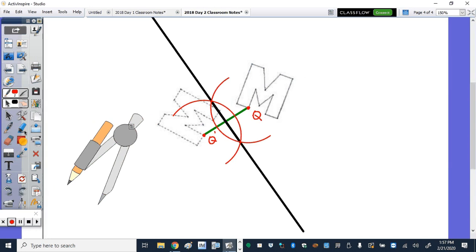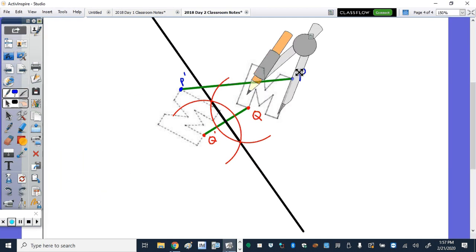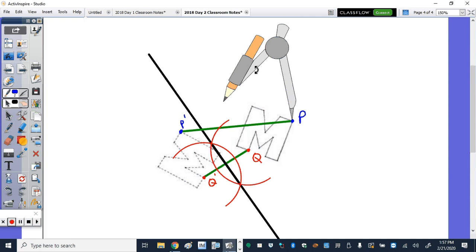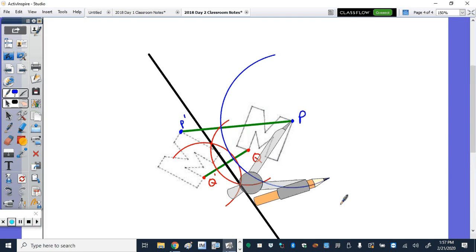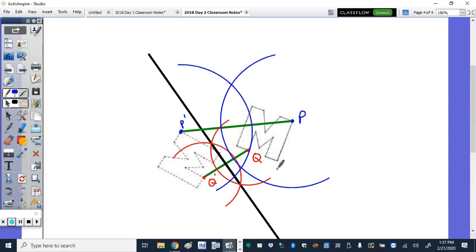Okay, now let's look at another point and its image. I don't want them overlapping, so let's call this P, and therefore this would be P prime. So we draw the segment connecting the two points, and then we bisect it. So using the compass, move this up. Point goes on P, pencil goes past the midpoint. We're going to draw an arc from here and an arc from here. And then close that, I'm done.